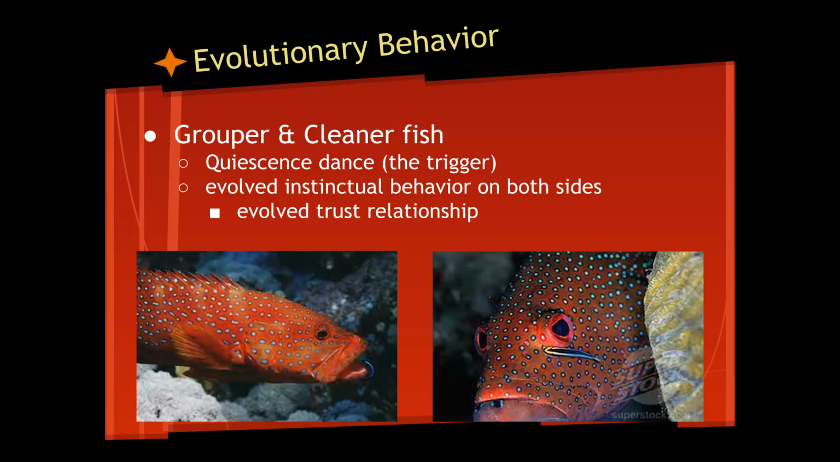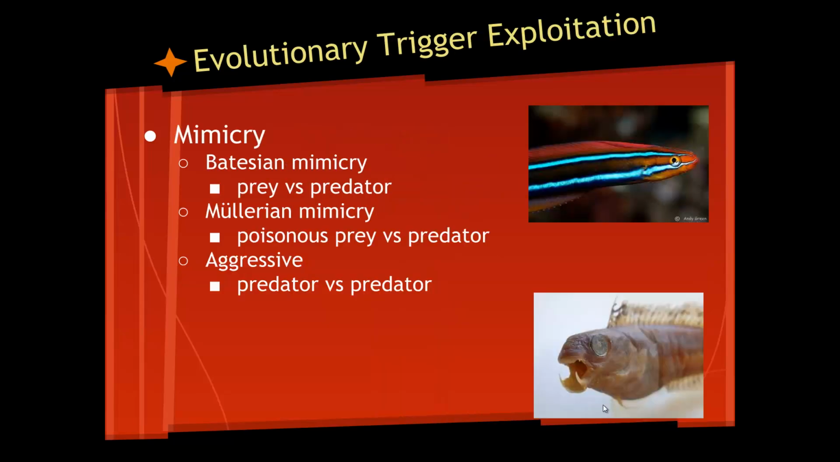Joking aside, what happened was a form of exploitation of evolutionary trigger called mimicry, where the Sabretooth Blenny, down here in the bottom, would observe this dance, and I don't know if it's a learned behavior or it's an evolutionary one.